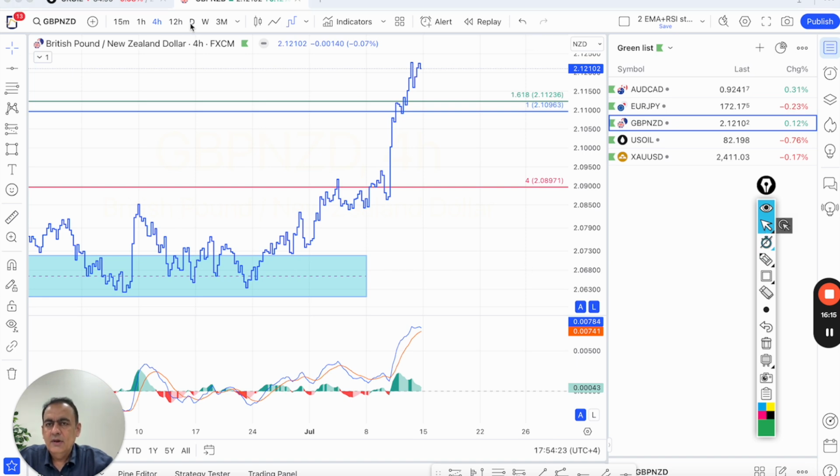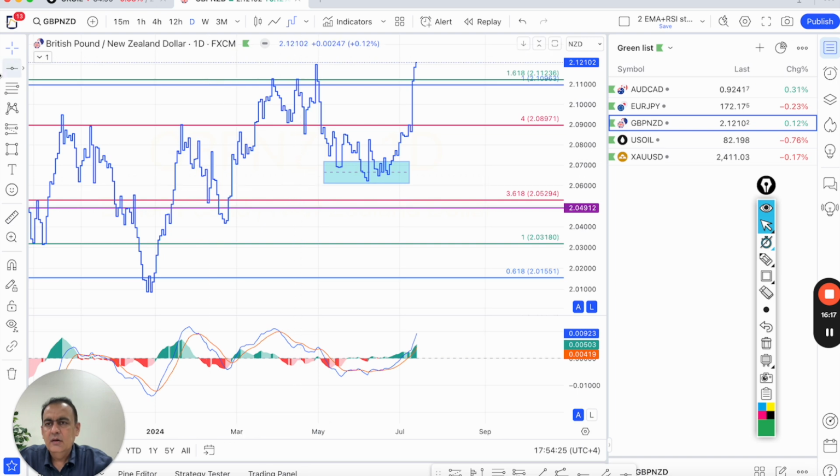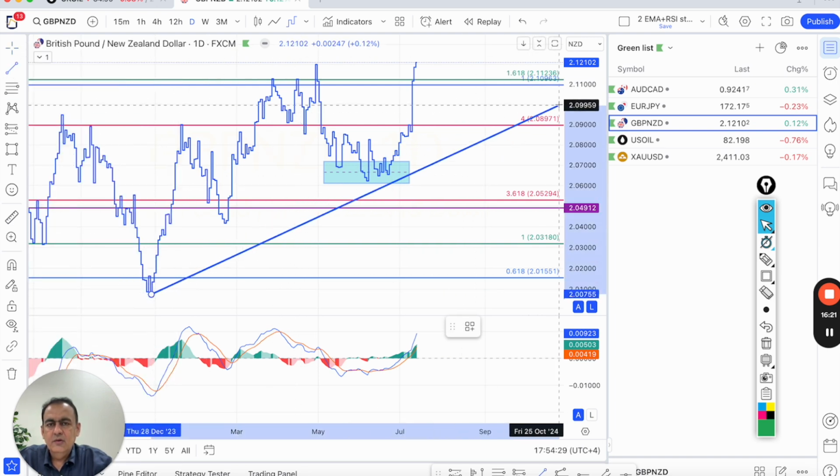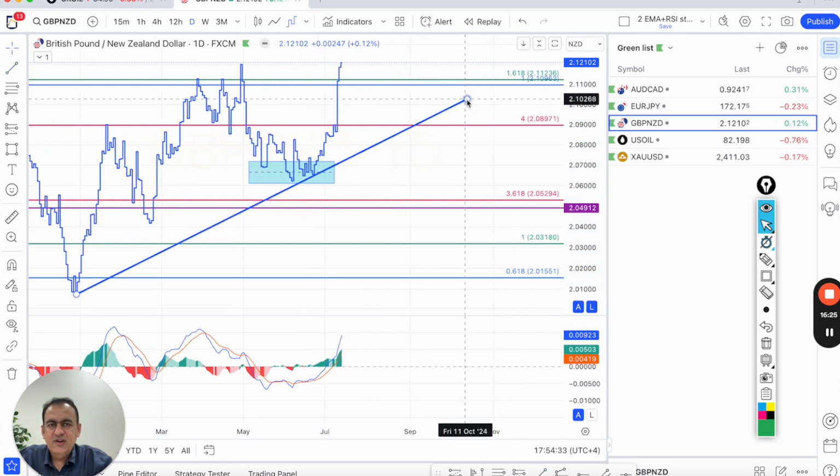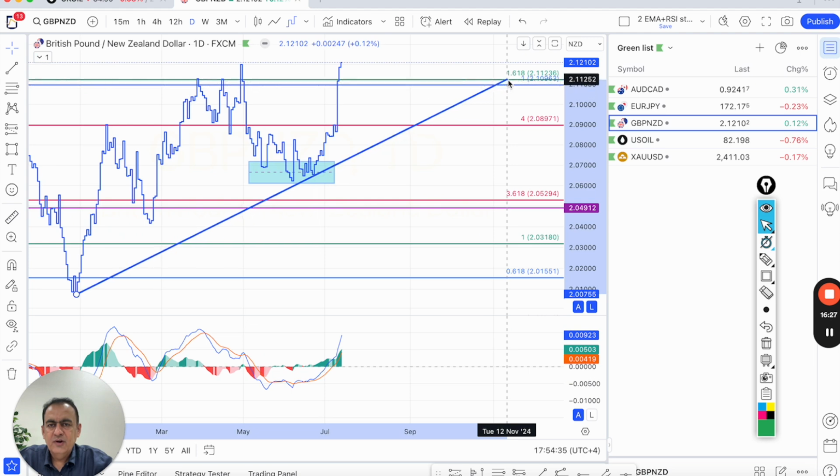buying opportunity only. Now if I'm applying a rising trend line on the daily chart, then I'll be connecting the rising lows here, and until price remains above the rising trend line, any dip should be taken as an opportunity to buy.